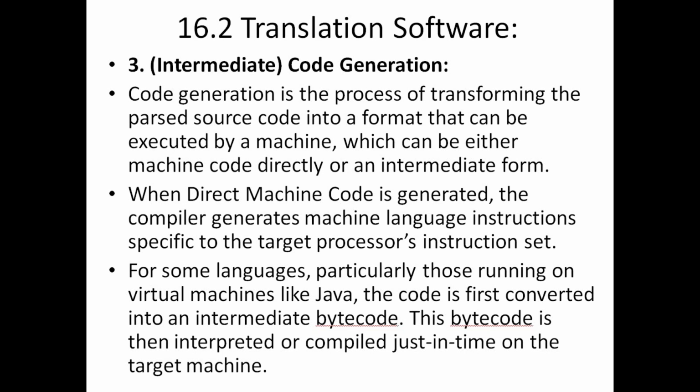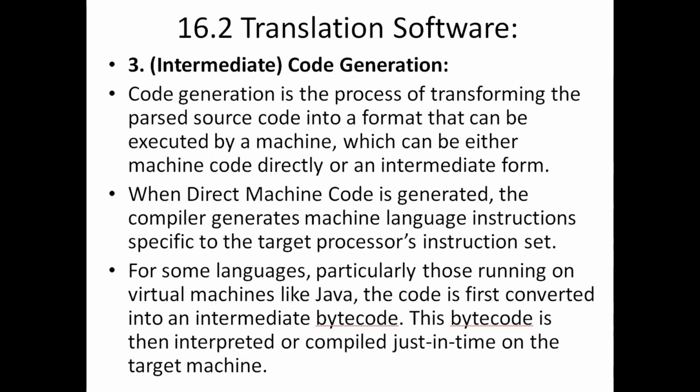Now, as you all know, code generation is the process of transforming the parsed source code into a format that can be executed by a machine. That can either be the machine code, or it can have any other intermediate form depending upon what high level language you're using and what IDE you're using. When direct machine code is generated, the compiler generates machine language instructions specific to the target processor's instruction set, because different processors have different instruction sets and you cannot just run any machine code on every processor.